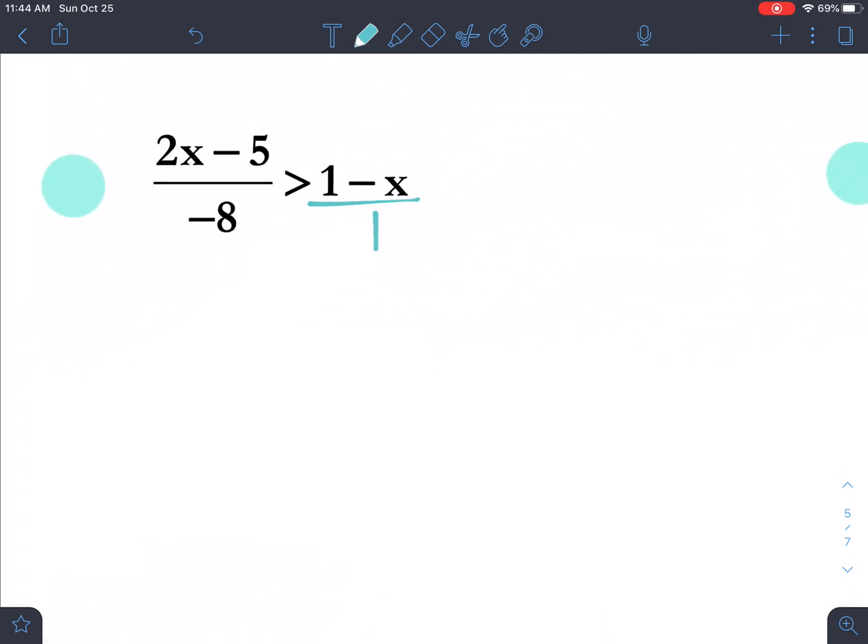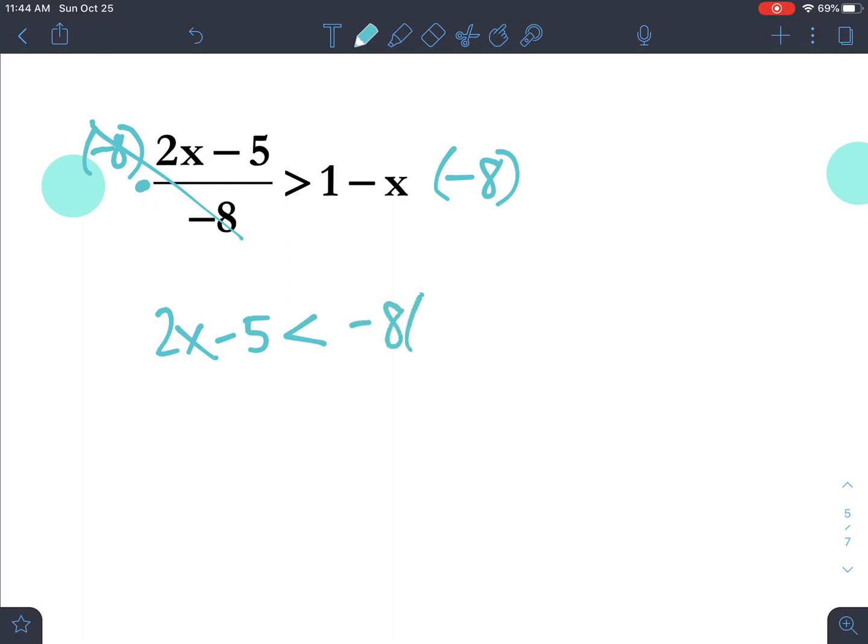You'll notice it's kind of a fraction times a fraction. I would just multiply both sides by negative 8. And notice I'm multiplying by a negative. These cancel. I have 2x minus 5 is less than negative 8 times 1 minus x. Again, it flipped because I multiplied by a negative number.